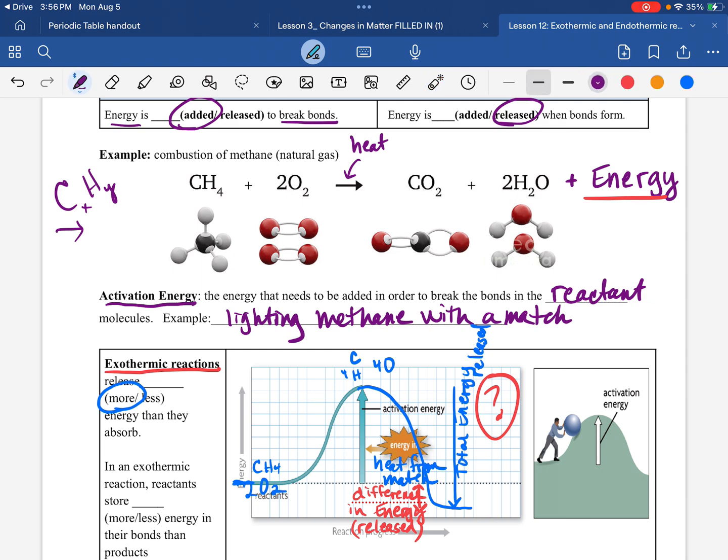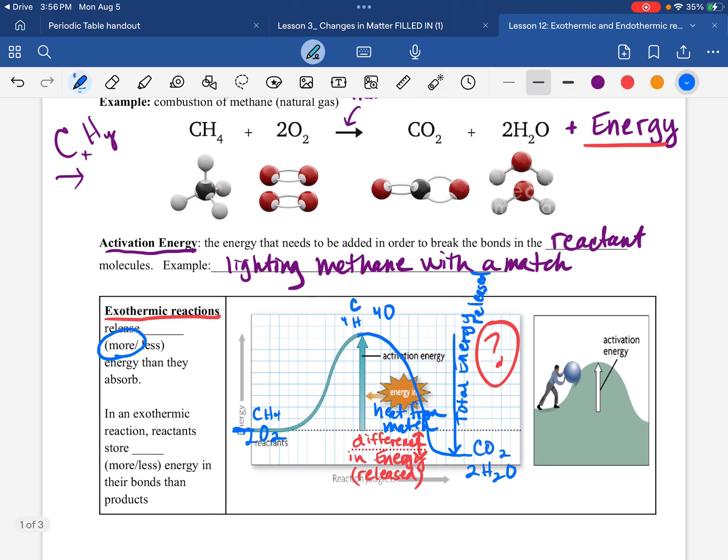And we see that here in our graph, right? If we can draw in now the products. So the products were CO2 and 2 waters, right? They're at a lower state. And because the electrons in those bonds are in a lower energy level, the carbon dioxide and water are not useful as fuel. We can't burn carbon dioxide and get heat from it, or burn water and get heat from it. In order to make the reaction go the other way, we'd have to add energy in.